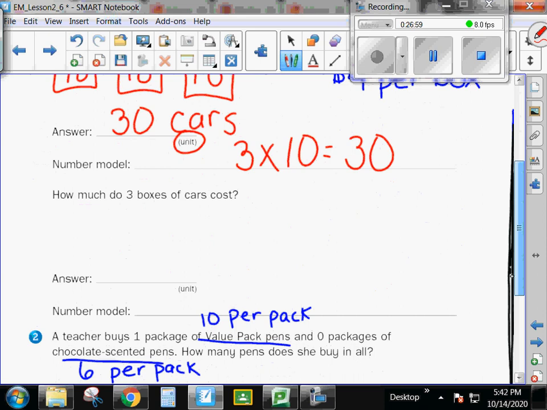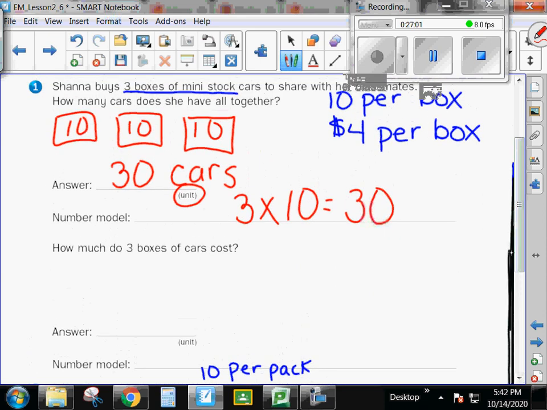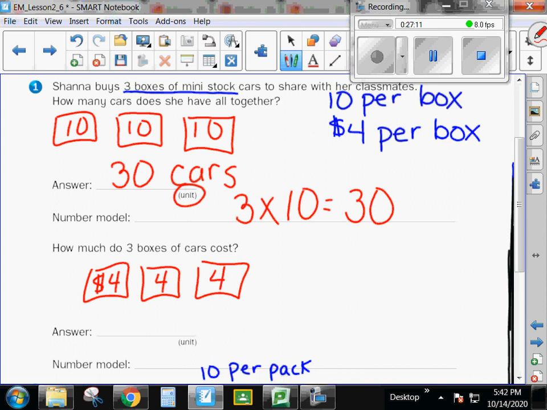Now it wants to know how much do 3 boxes of cars cost. So again, I've got my same 3 boxes, but now I'm not worried about how many cars, I'm worried about how much money. So I know that each one is $4. When I add all of that money up, 4 plus 4 plus 4, I've got 12. Now my unit, 12 what? It's $12. My number model is 3 groups of 4 equals 12.